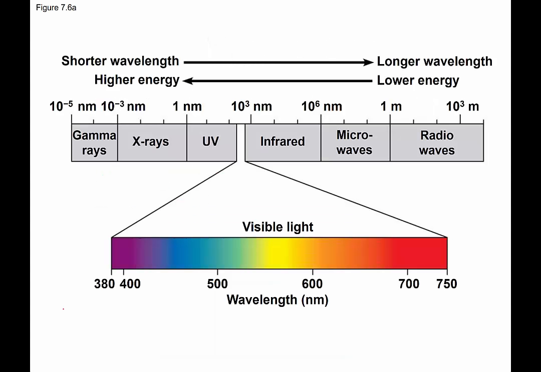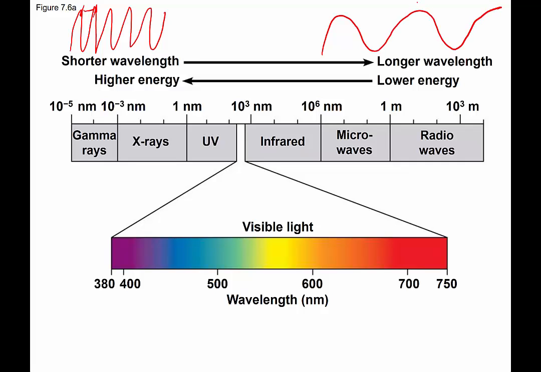So here we have the electromagnetic wave spectrum. I'm going to go slowly over this figure right here since it's very complex. The first thing I want to talk about is the wavelength. Electromagnetic waves are waves, so they look something like this. They have peaks and crevices, and the distance between those peaks can vary. If the distance between those peaks is short, that's a shorter wavelength. If it's very long, like this, that's a longer wavelength.